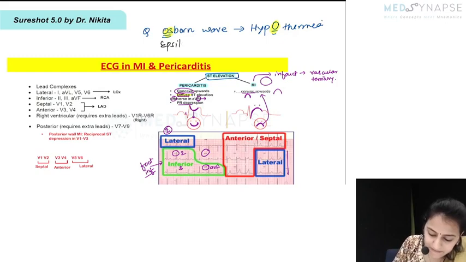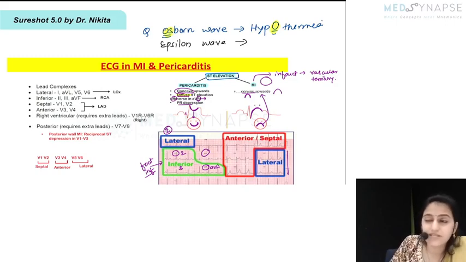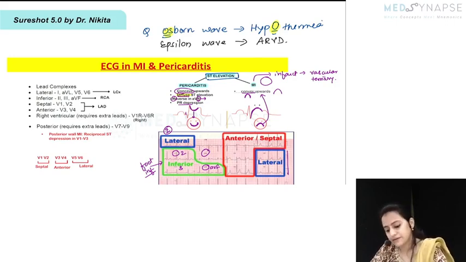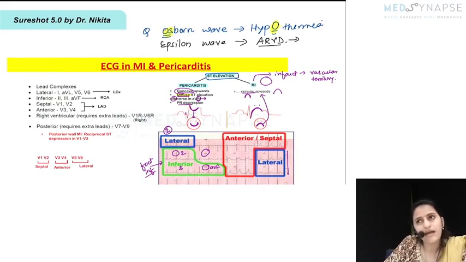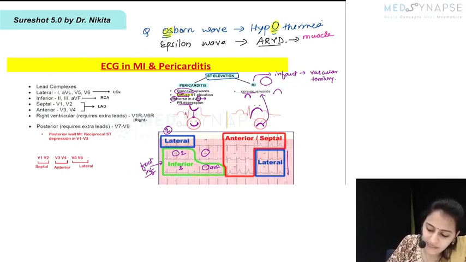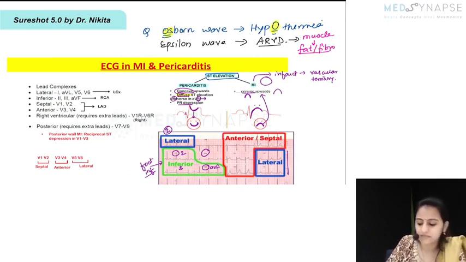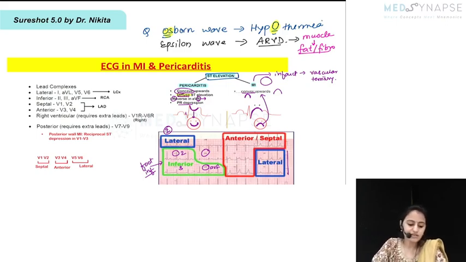Epsilon wave is? Epsilon wave is ARVD, arrhythmogenic right ventricular dysplasia. Basically in ARVD, why is the right ventricle becoming arrhythmogenic? Because the muscle of the right ventricle has been replaced by fibrofatty tissue. So if they tell you that the muscle has been replaced by fibrofatty tissue, what will you see in the ECG? It's the epsilon wave.